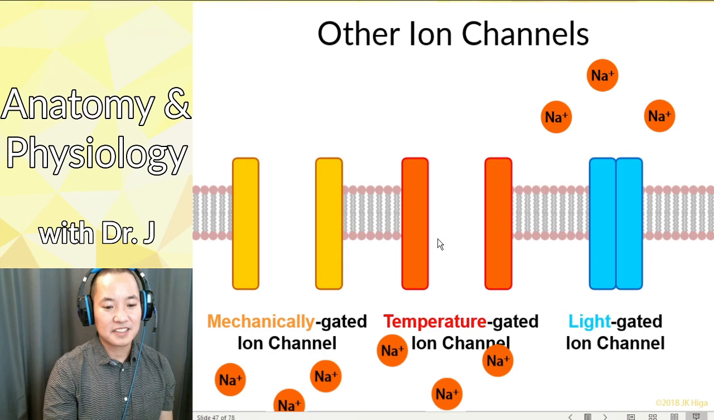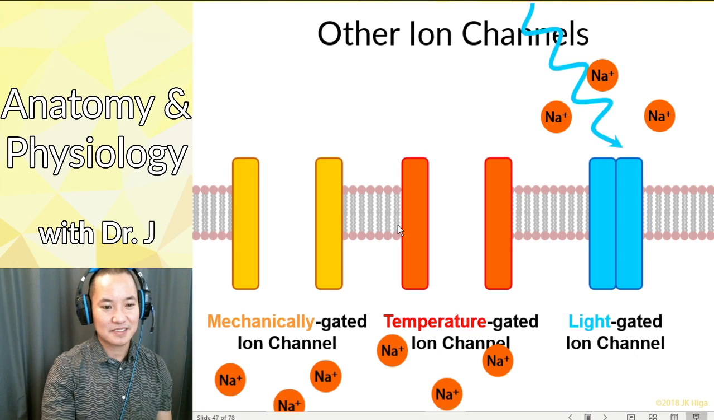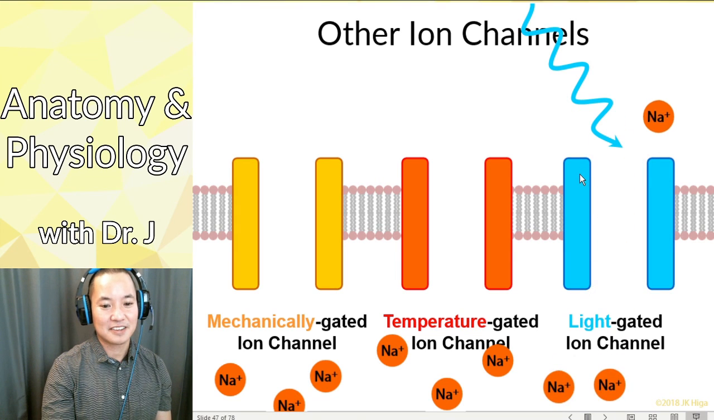And then another one, light-gated ion channels. And hey, what sense do you think that involves? We'll get to that later on in the semester. Even though light doesn't have mass, it can cause a change in these ion channels and cause them to open.